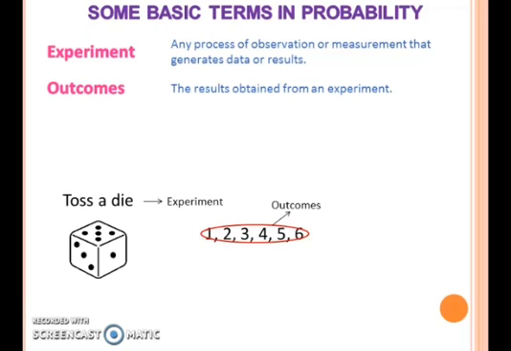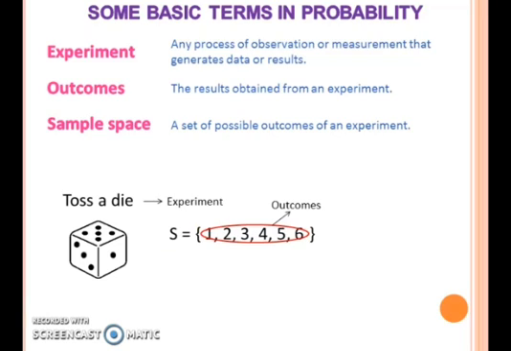The next term is sample space. Sample space is a set of possible outcomes of an experiment. Put all outcomes from the experiment of tossing a die into a set like this, and we'll get a sample space. Note that sample space is represented by the symbol S.